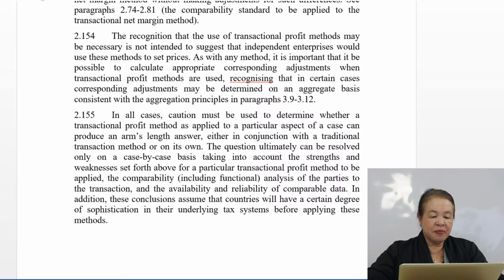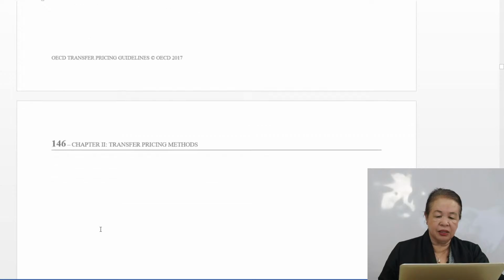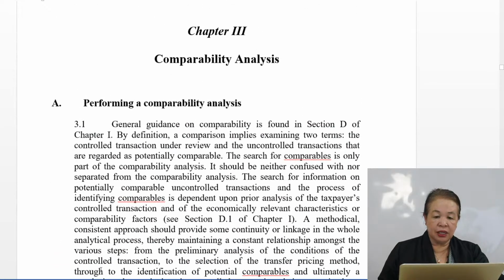So the comparability, including functional analysis of the parties to the transaction, and the availability and reliability of comparable data. Because if there is no data, how can you split? In addition, these conclusions assume that countries will have a certain degree of sophistication in their underlying tax systems before applying these methods. So that is our chapter 2, that ended our discussion on chapter 2. And then we will go to comparability analysis. So, what were our discussions in chapter 2?